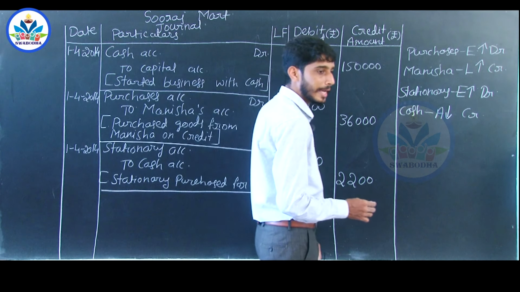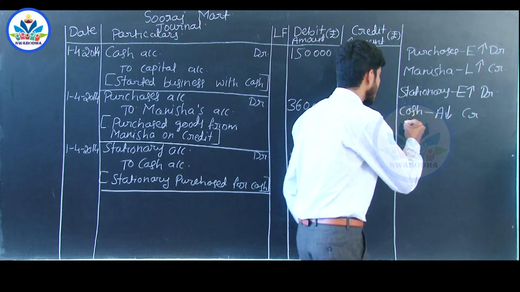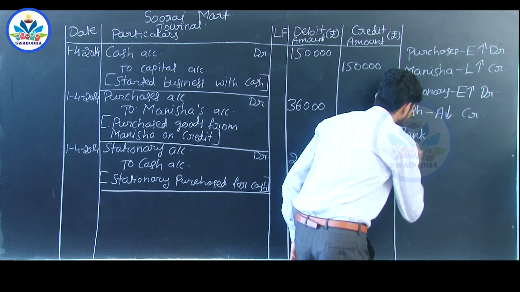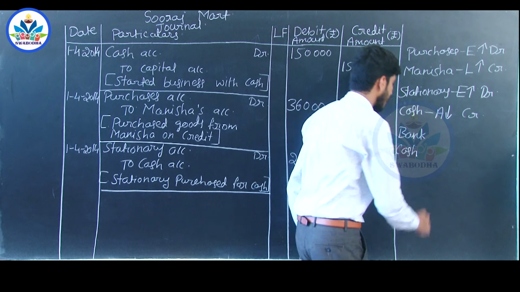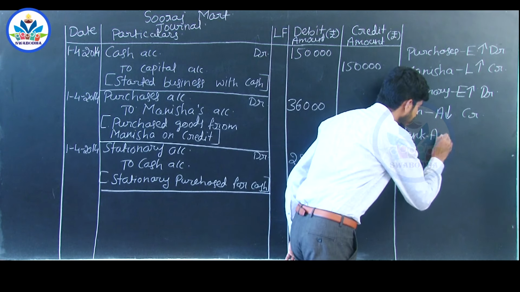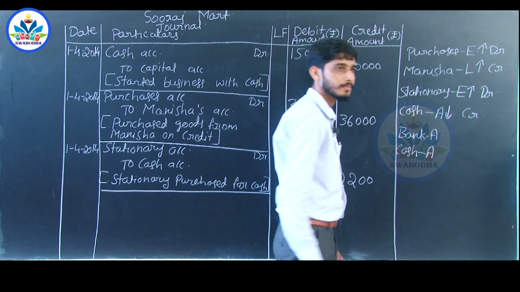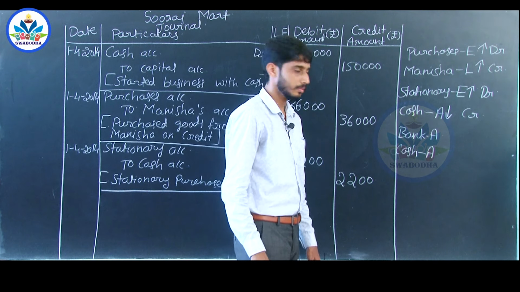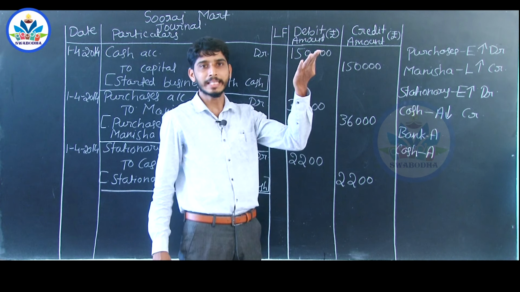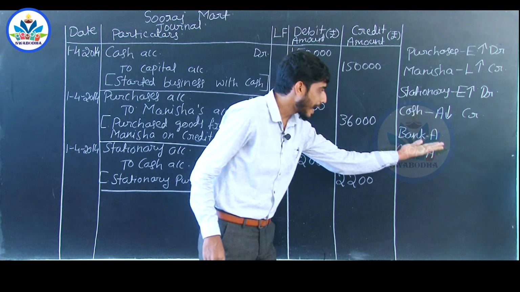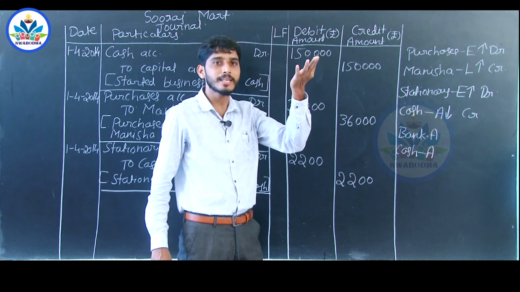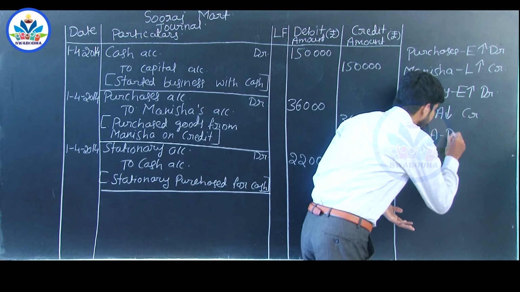Now, the two accounts involved in the transaction are bank account and cash account. Bank is an asset, cash is also an asset. Whenever you open a bank account, the bank balance will increase. That means the asset value increases. The rule says increase in an asset has to be debited.